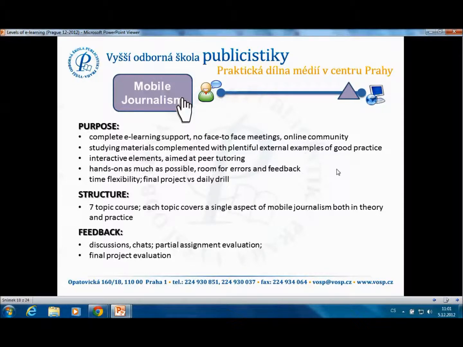As you can see, this course provides complete e-learning support. There are no face-to-face meetings, just online. It has seven topics, and each topic covers a single aspect of mobile journalism. The point of the course was to allow the students to go outside with just their mobile phone or a small camera in their hand and still provide full, or as close to full as possible, journalist work and outcome.